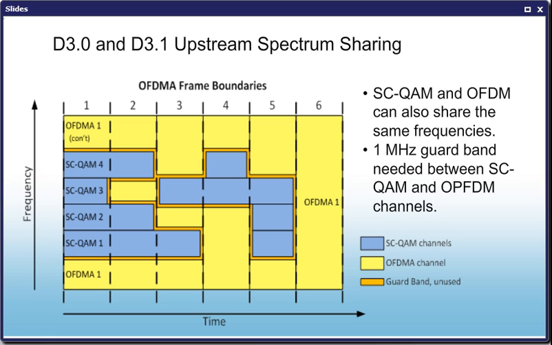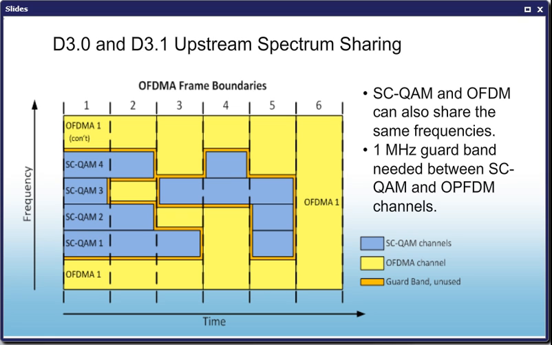We can integrate DOCSIS 3.1 OFDMA on top of the single carrier QAM from 3.0 in both frequency and time. So what do I mean by that? Well, we could create an OFDM channel all the way from 5 megahertz to 42 megahertz and use the spectrum, let's say in this example, below 20 megahertz and stuff that's above, let's say, 38 or 40 megahertz. So it can frequency share. It can use the frequencies that 3.0 is not using.